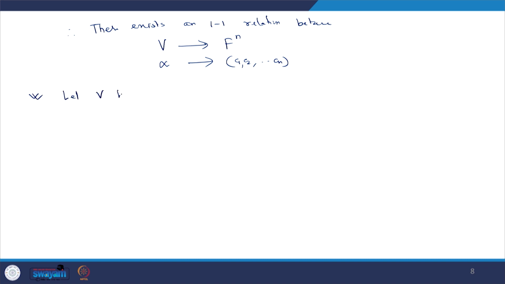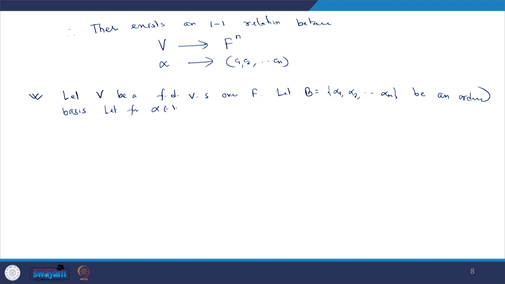Let V again be a finite dimensional vector space over a field, say capital F. Let B equal to alpha 1, alpha 2, ..., alpha n be an ordered basis. For alpha belonging to V, there exists an n-tuple, say x1, x2, ..., xn, such that alpha equals the sum of xi alpha i, where xi belongs to capital F.